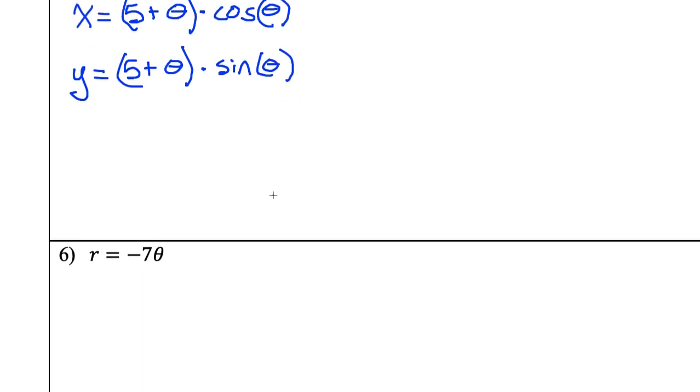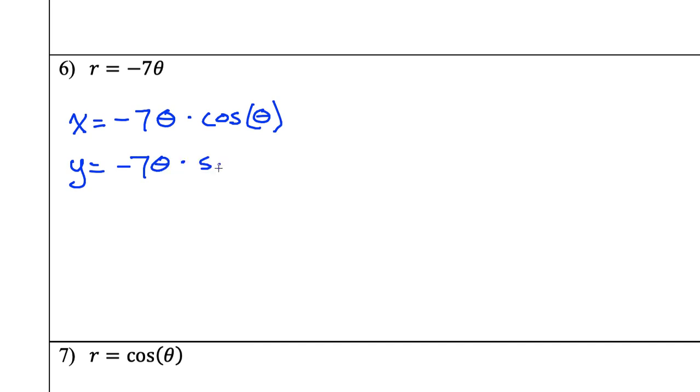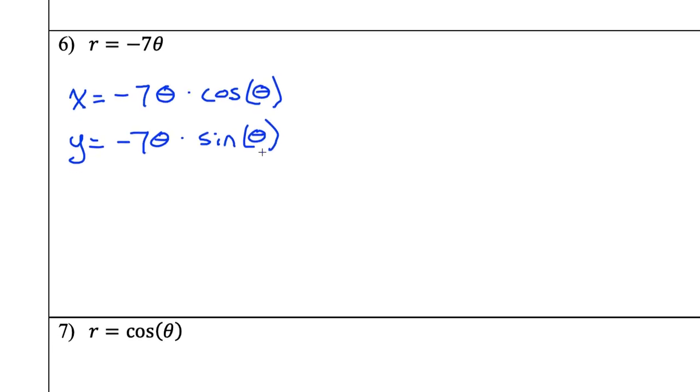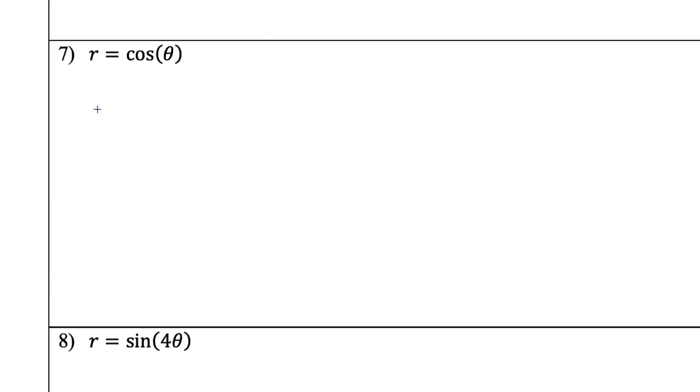All right. Again, x is equal to negative 7 theta times cosine of theta, and y is equal to negative 7 theta times sine of theta. And you might be kind of rolling your eyes like, wow, this is really easy, and I'm realizing the same thing. Yes, it is very easy.